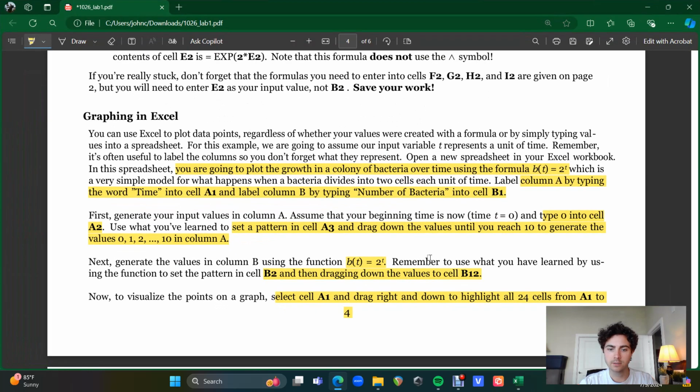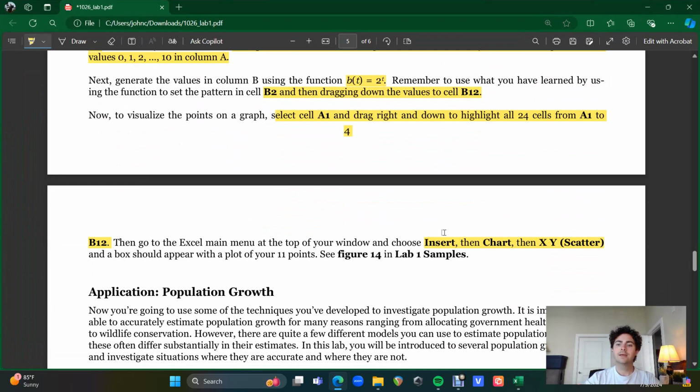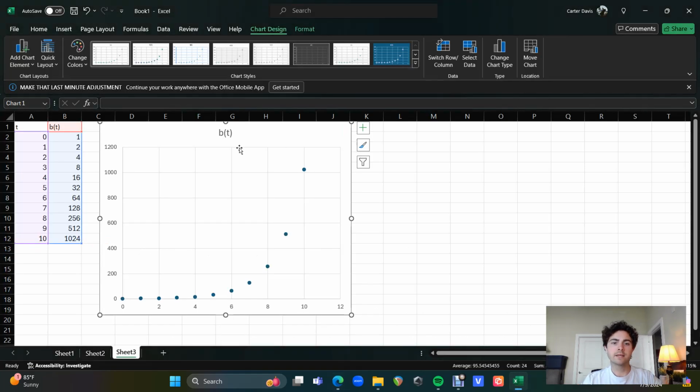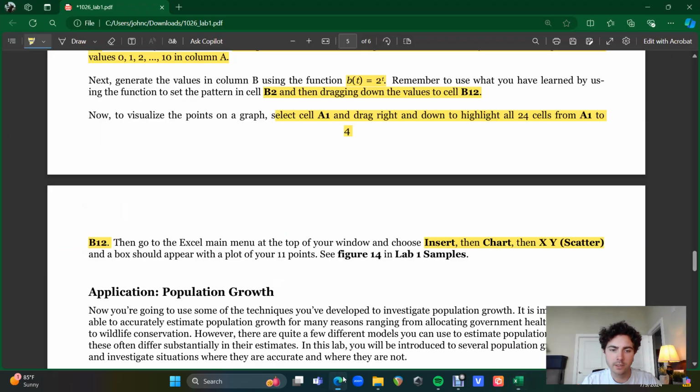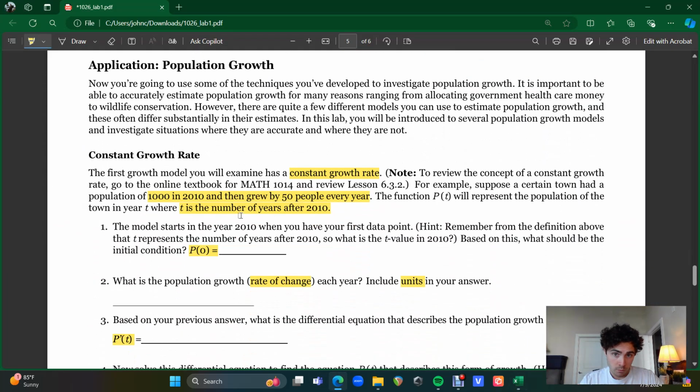We have now inserted a scatter plot. That is a graph in Excel. If you want to, you can get fancier with it. You can choose graphs that have lines on them and stuff. I'm not going to worry about that right now. All right. Population growth.